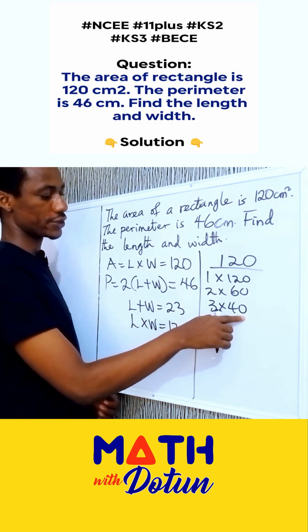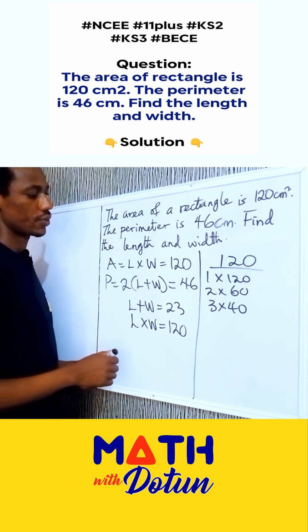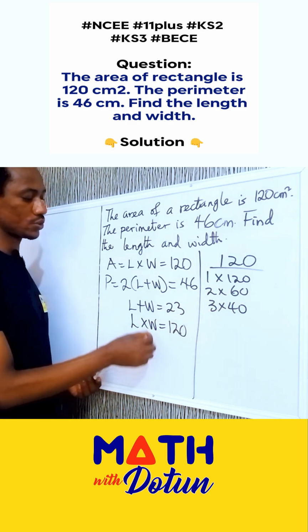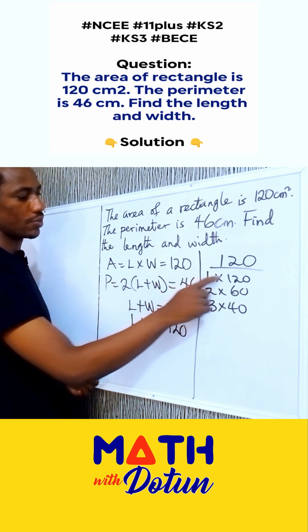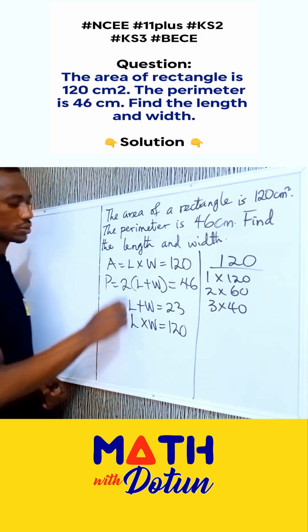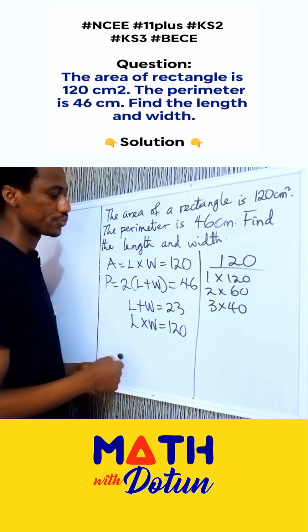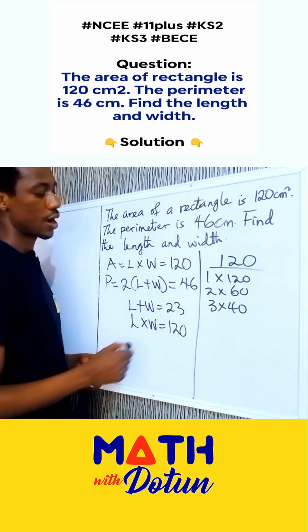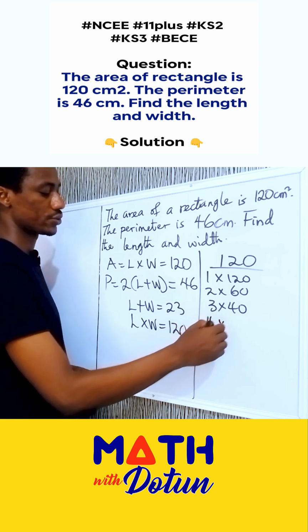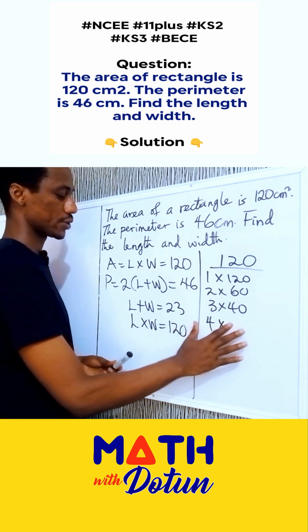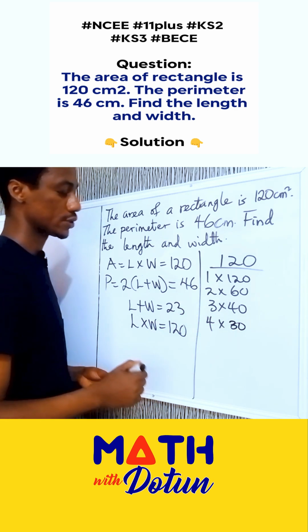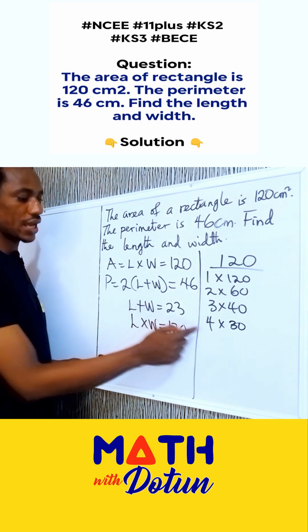Like we do 3 plus 40, and we have, okay, here 2 plus 60 is 62. We are looking for 23. 1 plus 120 is 121. We are looking for 23. So let's go. After 3, 4 is also a factor, but let me just write 4 times 30, that's 34, right?